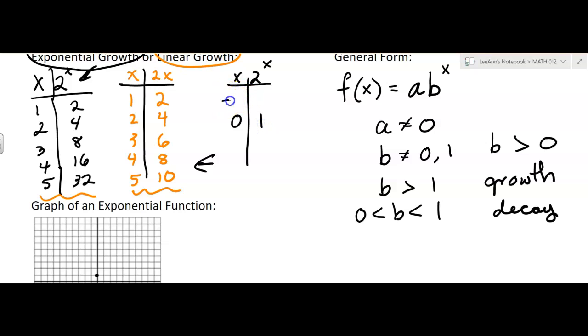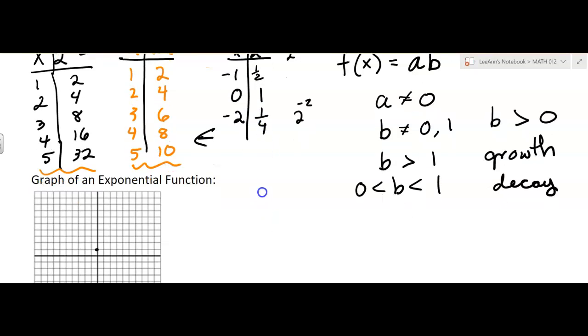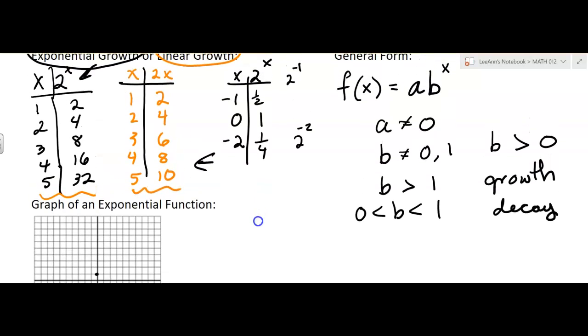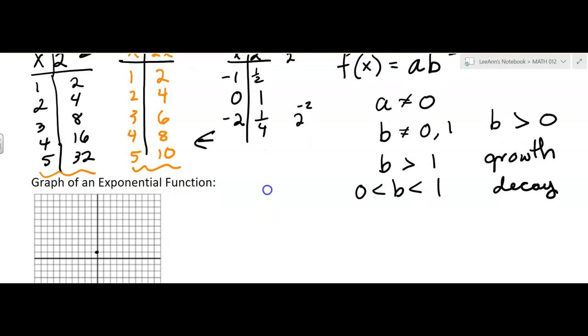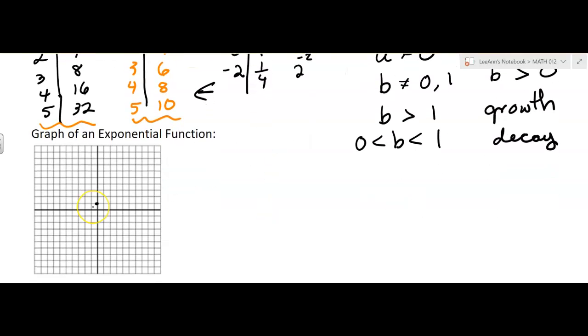What happens if I put in a negative number? Well, if I put in a negative number, I'm going to get 1/2, right? Because you have 2 to the negative 1, and by definition, that's 1 over 2, okay? What happens if I put in, well, I'm out of room, but negative 2? Well, that would be 2 to the negative 2. That's going to be 1/4. And I want to do these examples so you can see what happens when the exponent is negative. Okay, so you can have x be negative. It's b that can't be negative. Okay, so then you get negative 1, 1/2, negative 2, 1/4.